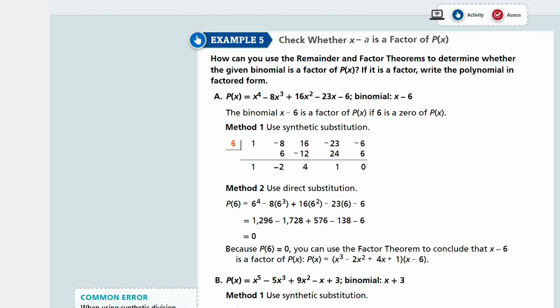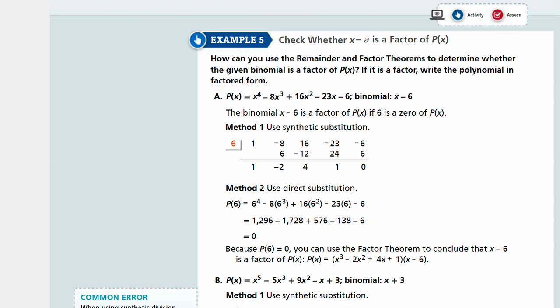Let's continue with example 5 in our lesson 3-4. Check whether x minus a is a factor of p of x. How can you use the remainder and factor theorems to determine whether the given binomial is a factor of p of x? If it is a factor, write the polynomial in factored form.